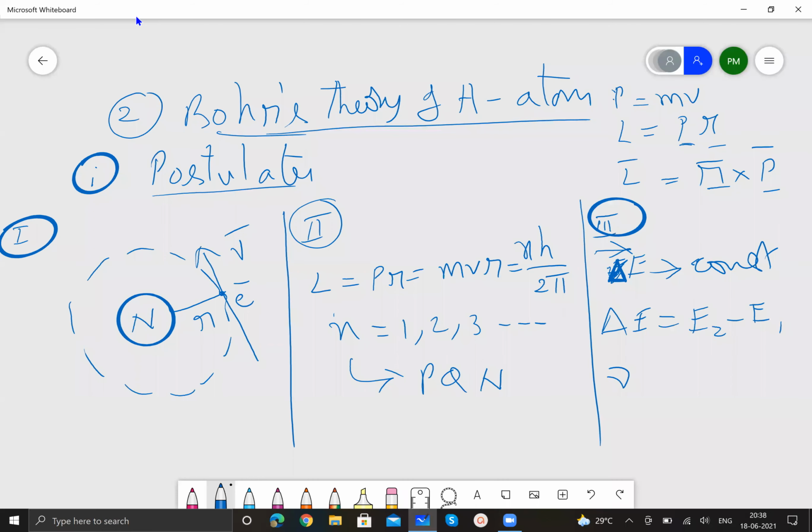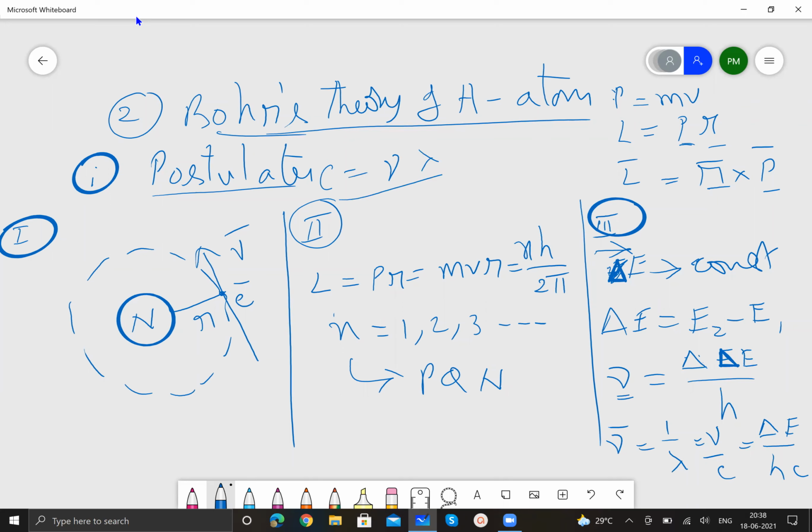Next, the frequency of the spectral line corresponding to this energy emitted is given by E equals h nu. Therefore, delta E by h gives the frequency, and the wave number is 1 by lambda, equal to nu by c, that is delta E by h c. The wave number of a spectral line is the reciprocal of wavelength. How do we get that? We know c is equal to nu lambda, so 1 by lambda is nu by c, which equals delta E by h c.